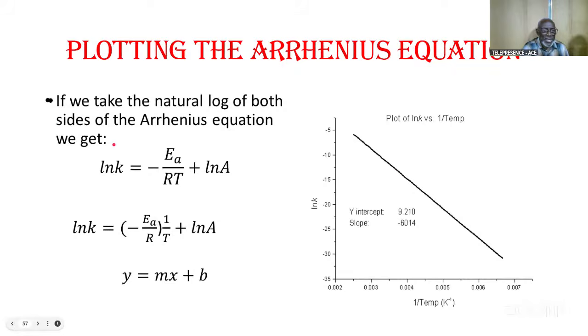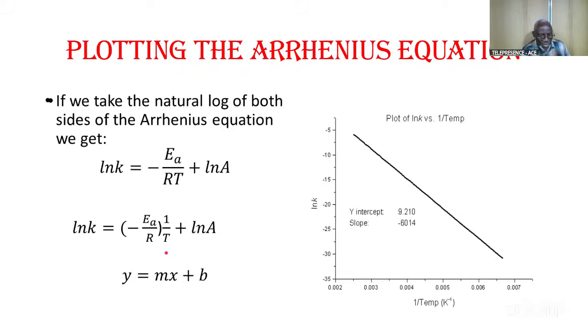So you can see this is the equation. If we take the ln of K, this will be a minus Ea over RT, because it's raised to the power, plus ln A, where A is the Arrhenius constant. And so if we take the ln, it can be equal to this.